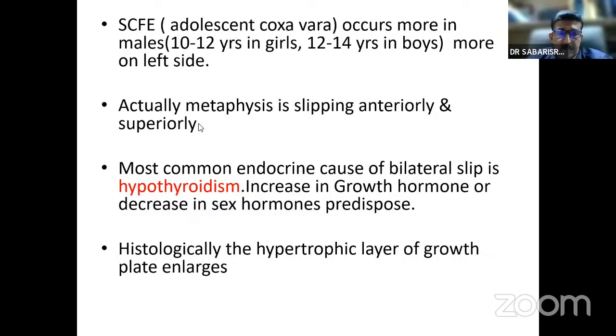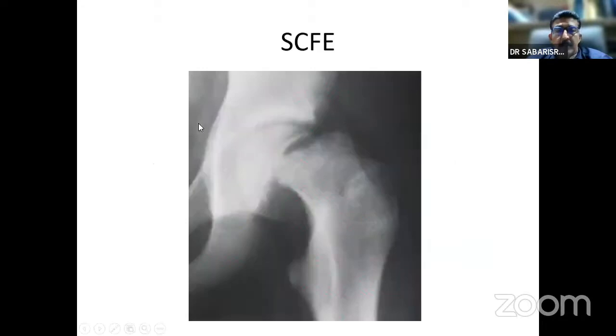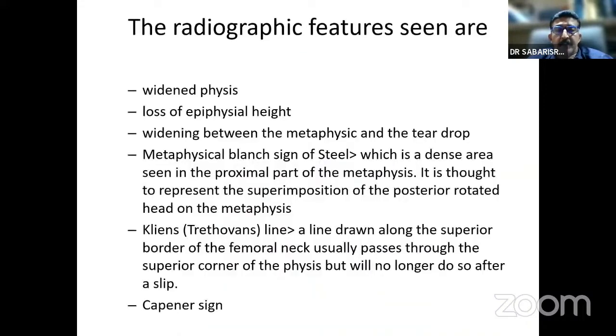So next slide. So here you can see that the epiphysis is actually not slipping. It is actually in place only. So the metaphysis is slipping anteriorly and superiorly. So relatively, the epiphysis is slipping posteriorly and inferiorly. So here you can see a moderate slip of the SCFE. And some radiological features are there.